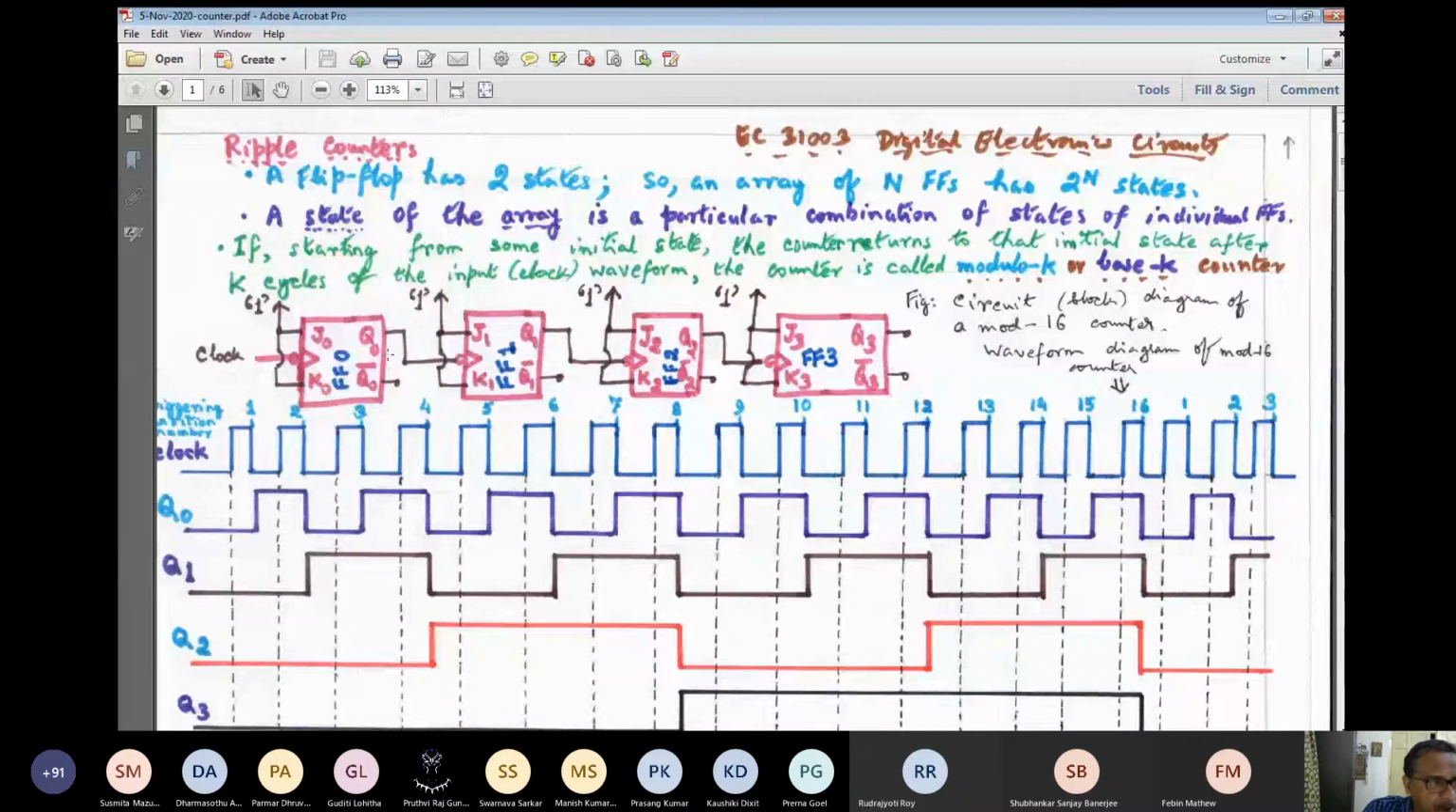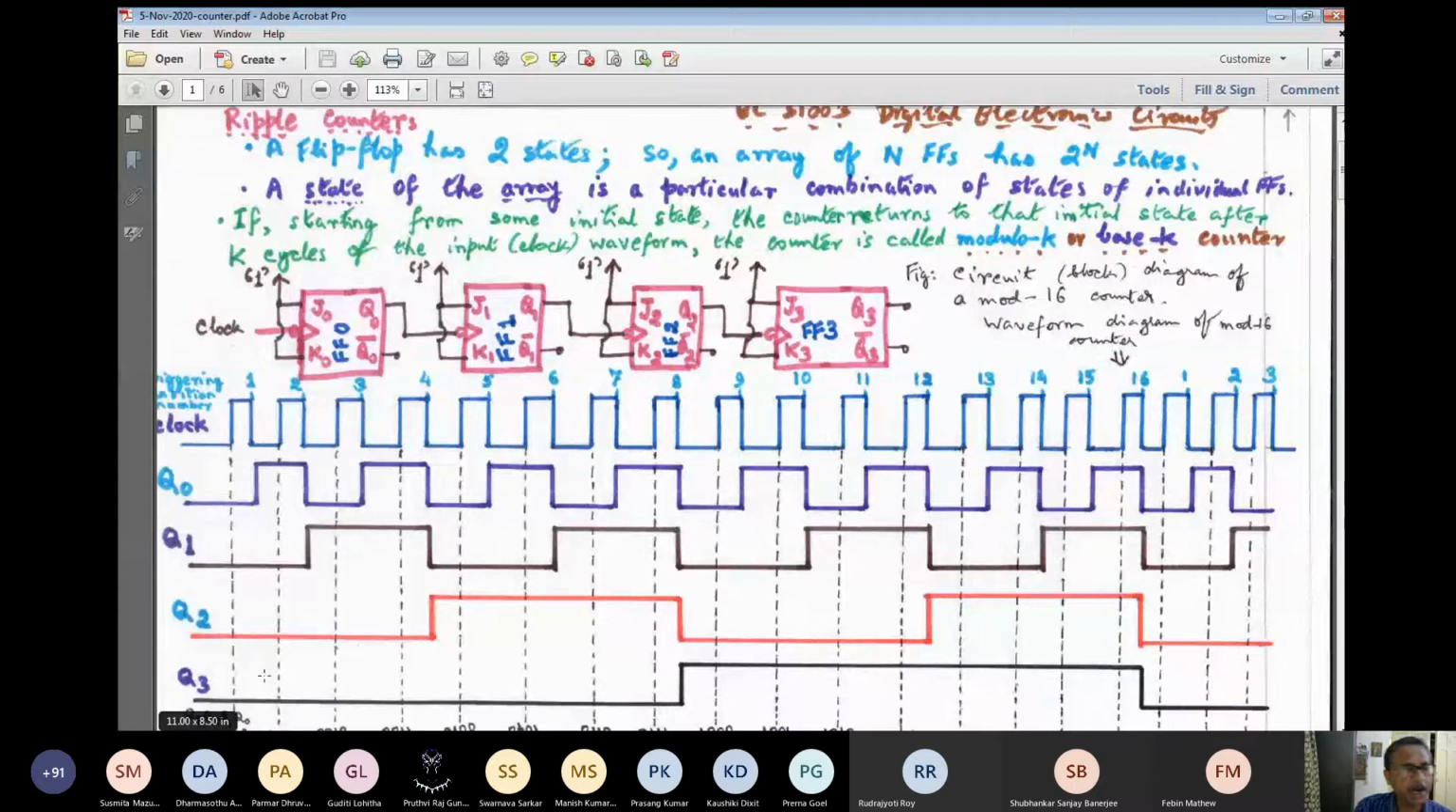Now this Q0 output is fed to the clock input of FF1. So here also, when the falling edge occurs, this 1 to 0 transition, the trailing edge, it will induce a transition in Q1. So assume that prior to this triggering transition, all the 4 flip-flops are in clear state. That you have to keep in mind. That means the initial state must be defined. Okay, you can easily make it happen.